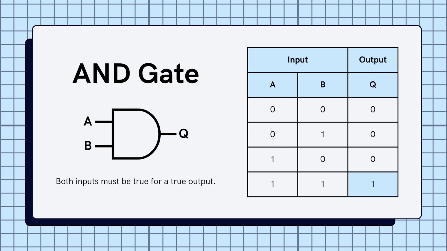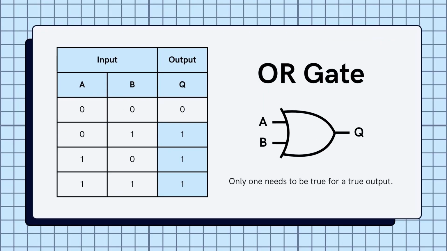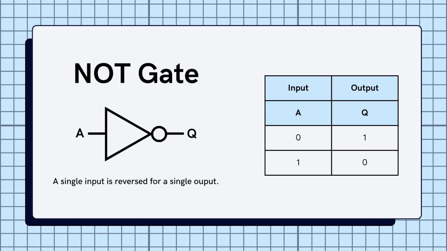To design our system, we used 3 basic logic gates. On this slide, the AND gate, which requires all inputs to be true. For the OR gate, which requires at least one input to be true. And for the NOT gate, which reverses the signal. These serve as our circuit's core building blocks.